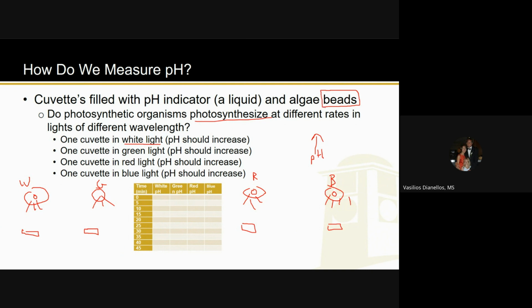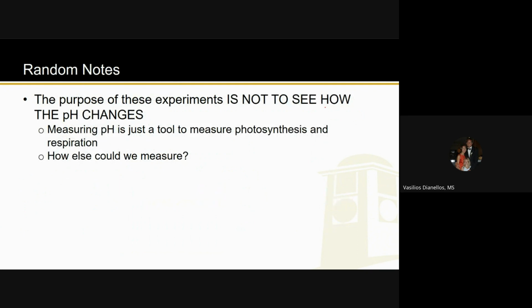All right, moving forward, let's talk about these other ones here. Now we're done talking about the specific experiments and how we're going to answer those questions. Now let's look at some random notes, some things to keep in mind as you do your experiments. I want to make this very clear, and this will help you when you do your pre-lab, but the purpose of these experiments is not to see how the pH changes, right? This is not a pH experiment. We are just using the pH as a tool to measure the rate of photosynthesis and respiration, right? This is not about pH. pH is just a tool.